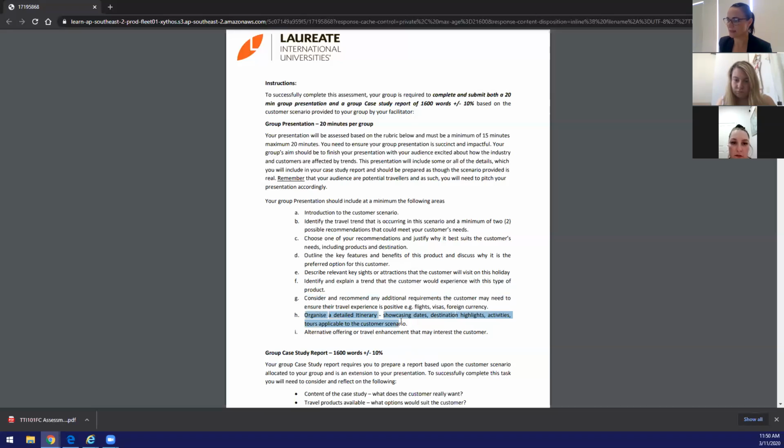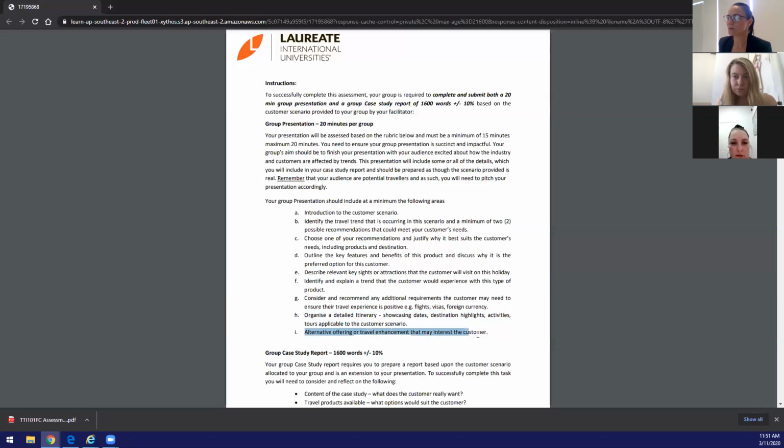And that leads into the next one here. Organise a detailed itinerary showcasing dates, destination highlights, activities and tours. So again, keep in mind, if your tours are for a long period of time, if it's 4 weeks or 6 weeks, you don't have to do that day by day. You might start with your departure, and then you may have 4 days Paris, 3 days Rome with a couple of highlights, okay? Just be mindful of how much time you have to cover off on that information.